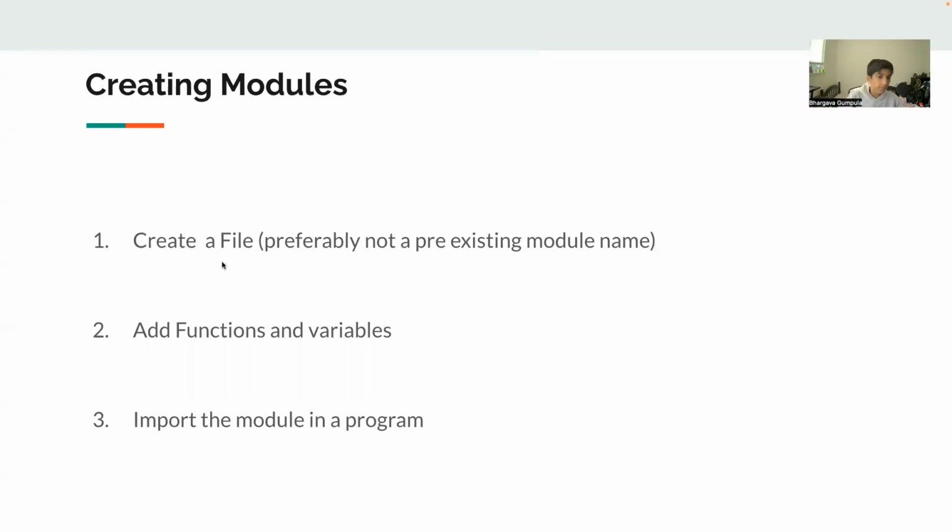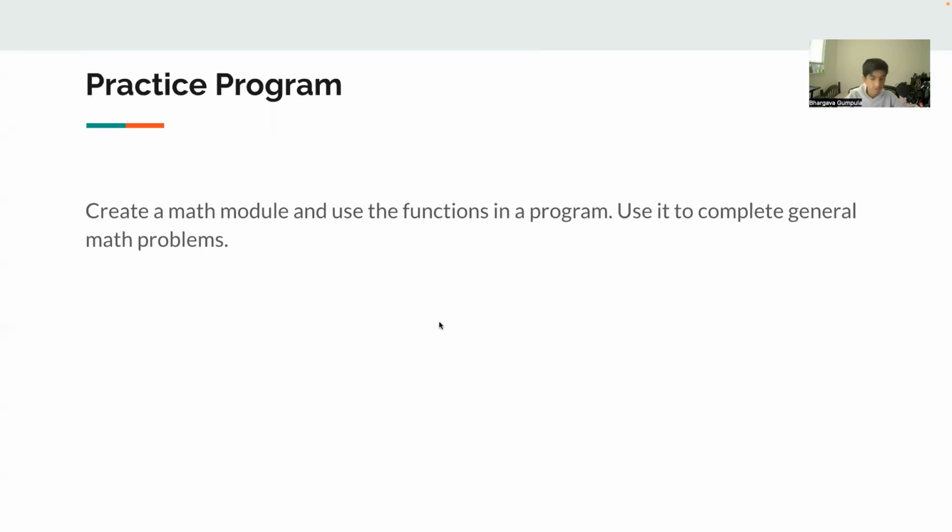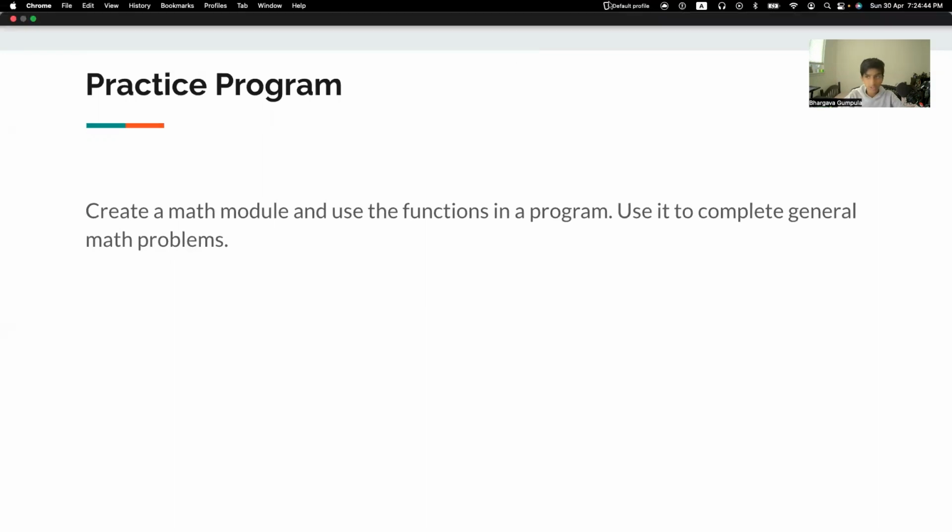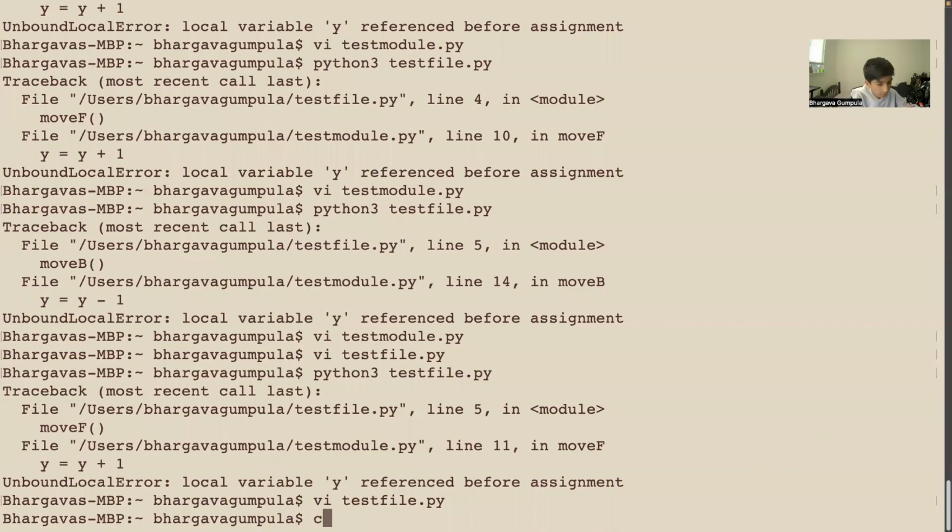Now, we added functions and variables, we created our file, and we imported the module into a program, and it works. So now the goal here is to create, so here's the practice problem that will require what we learned in the previous video, functions and modules. So what we have to do is create a math module and use functions in the program. Let's make a file to say math module.